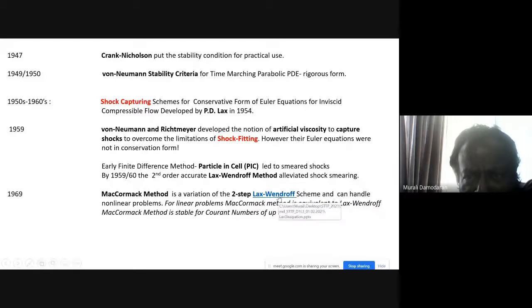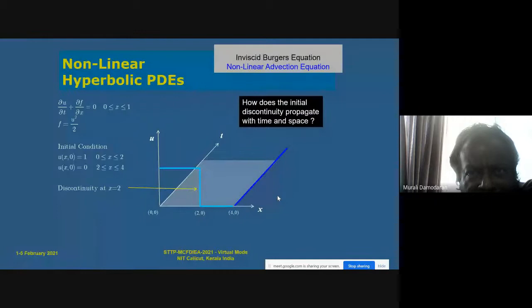And I want to talk a little bit about the shock capturing scheme. Can you see the screen now? Do you see a blue screen?